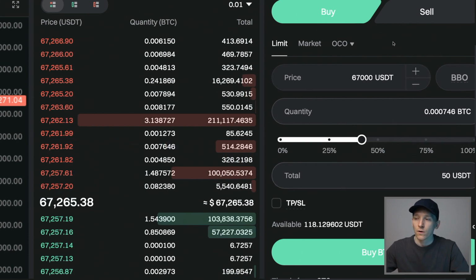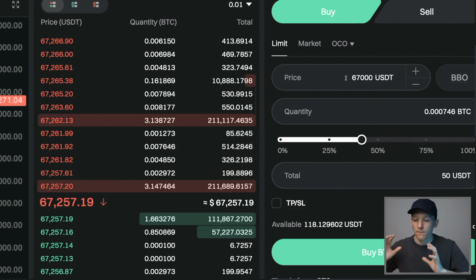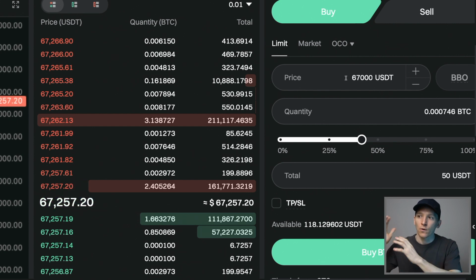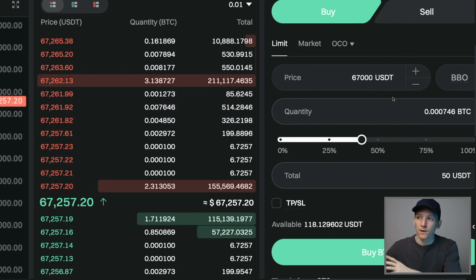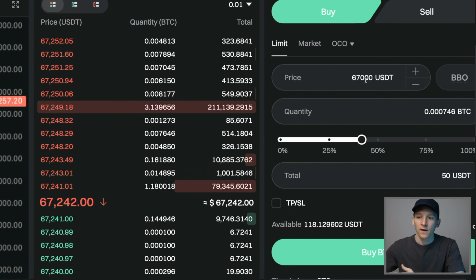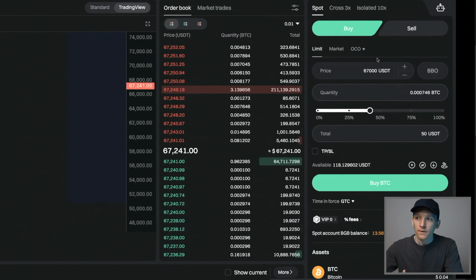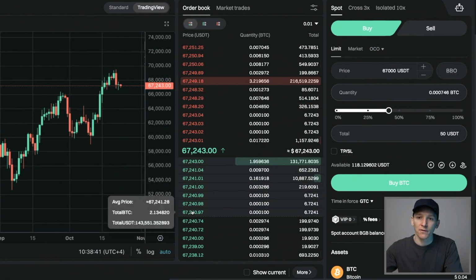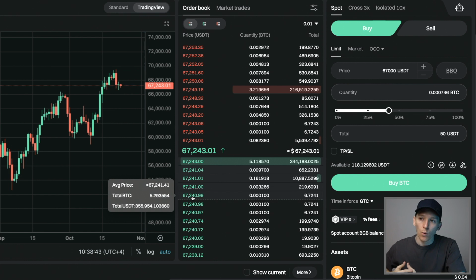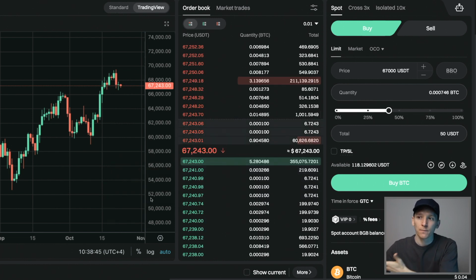Okay, so what's going to happen? We're going to put the instruction into the system that we are happy to buy $50 of Bitcoin at 67,000 per unit. Now the current price is 67,241. So the current price that traders are trading at is above our limit price. So what's going to happen? Well, the order will go into the system and it will be on this order book with these other buyers. But we're going to be a long way down, right? Because we're too cheap for the current traders.